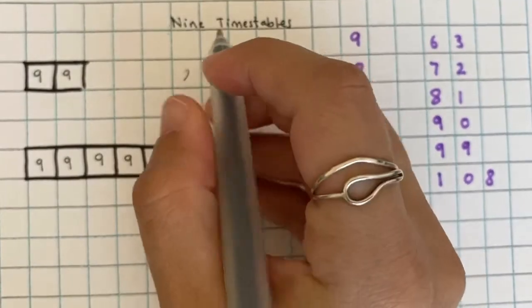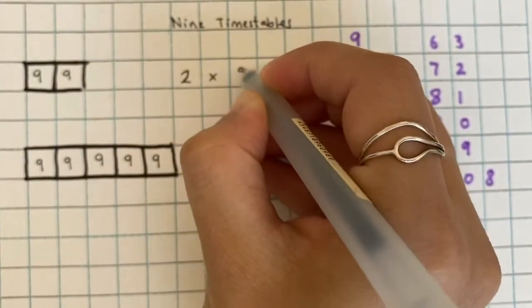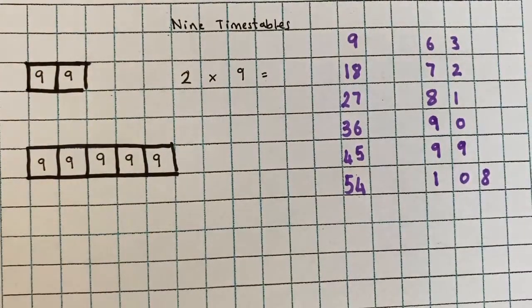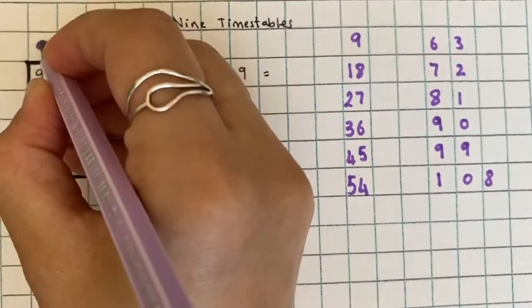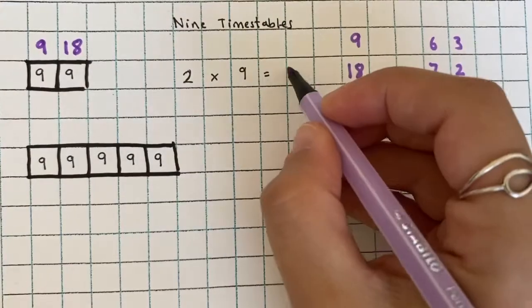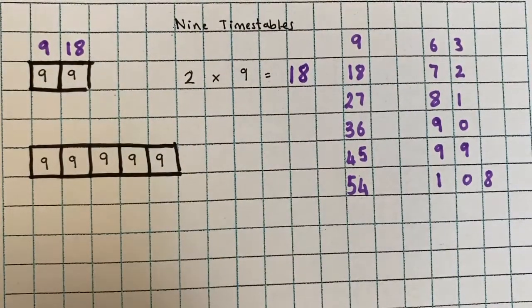So we've got 2 9s there, which is 2 times 9. I'm going to use my multiples for 9 to work out what 2 times 9 is. So 1 9 is 9, 2 9s are 18. 2 times 9 equals 18.